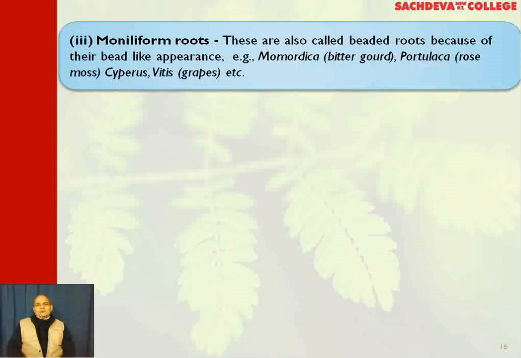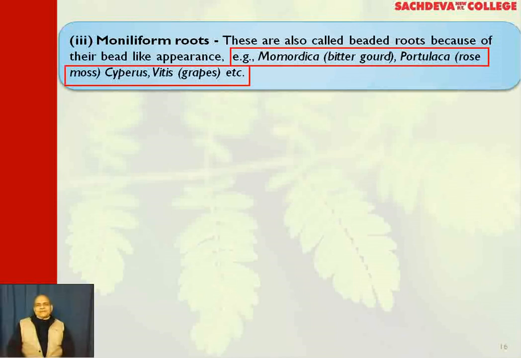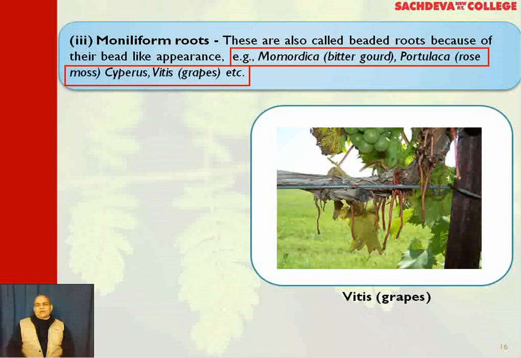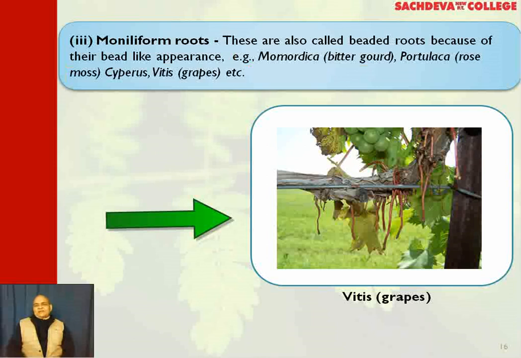Moniliform roots. These are also called beaded roots because of their bead-like appearance. Examples are Momordica charantia, bittergourd, Portulaca, rose moss, cypress, Vitis. Vitis is grapes, and you can see this is a Vitis plant where you can see these beaded roots. These are bead-like structures.